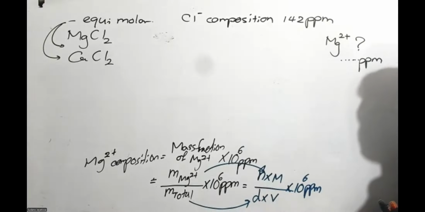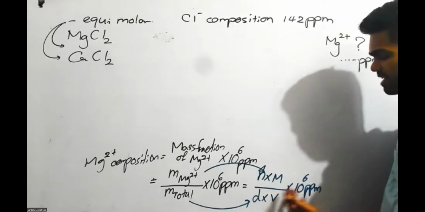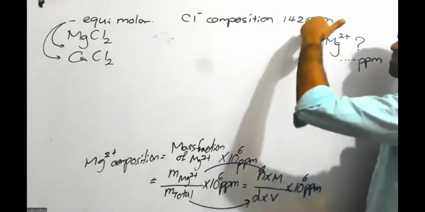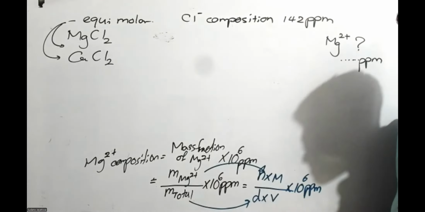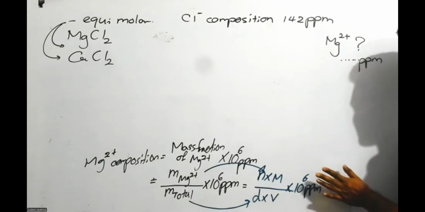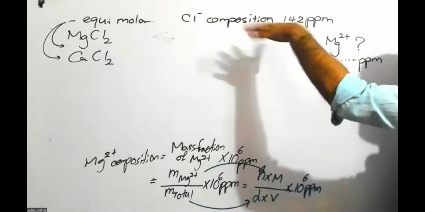And they haven't given us the density or the volume or anything. Instead of that, they gave us another ppm value, which is the Cl minus ppm, right? Now this is the final thing we need to know, but let's start from there.